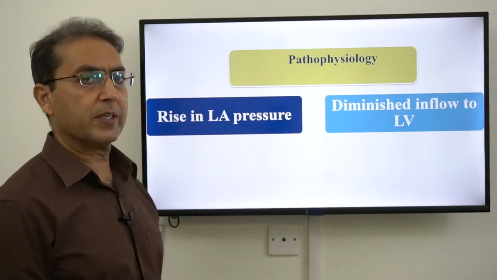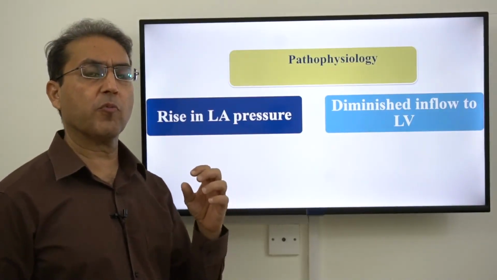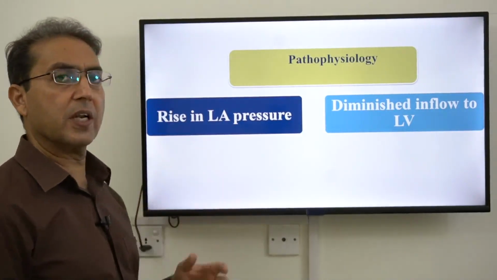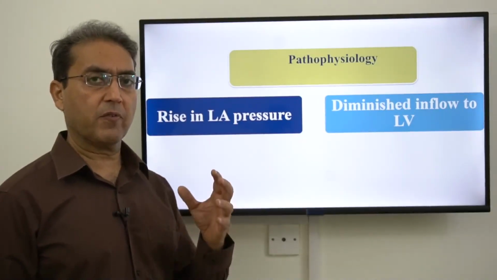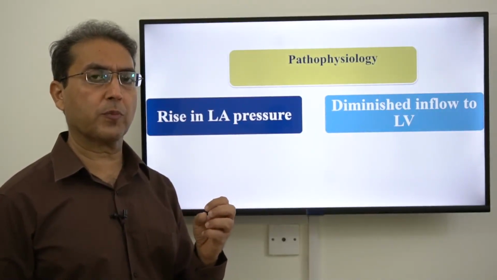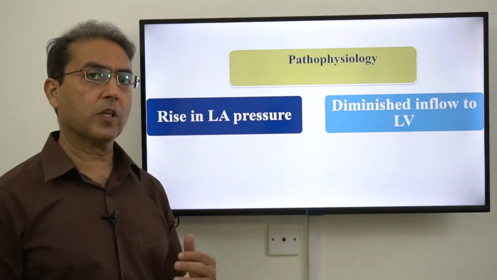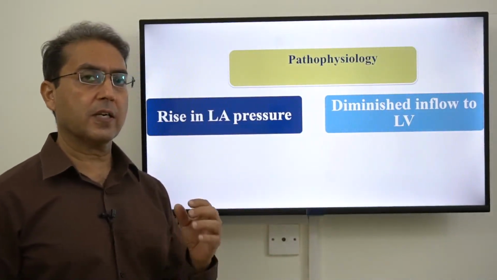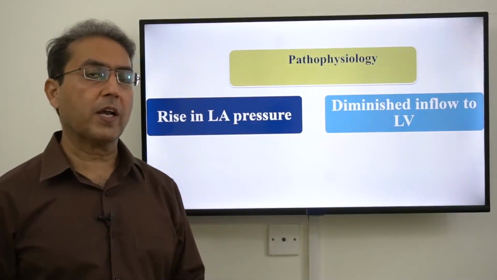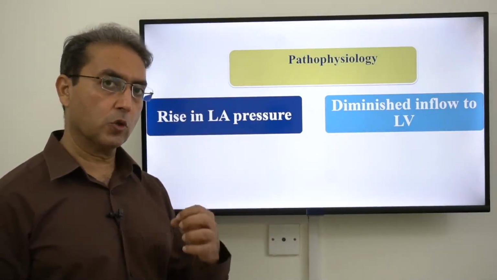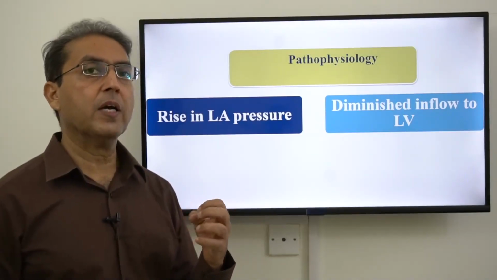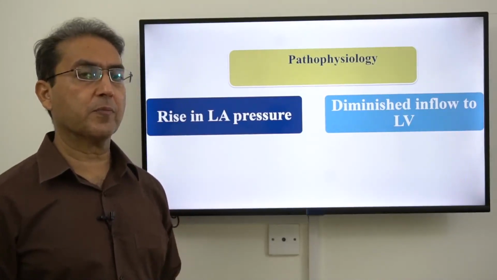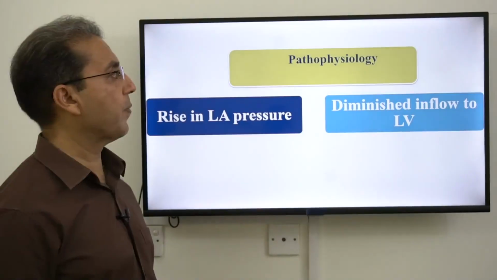Now, what happens when there is mitral stenosis? There is impaired flow of blood from the left atrium into the left ventricle. So the consequence is the pressure in the left atrium starts rising, because the left atrium has to contract more forcefully to push blood into the left ventricle. So the left atrial pressure starts rising. And the second thing is that since there is a narrowed valve, the inflow to the left ventricle is obstructed as well. So there is diminished flow of blood into the left ventricle. So left ventricular filling is impaired.